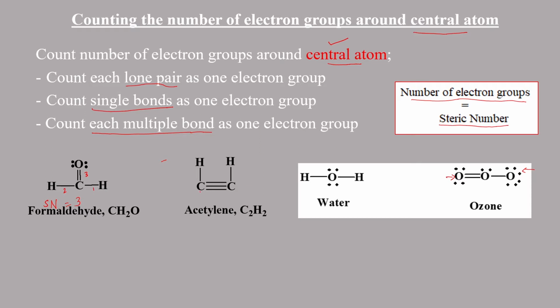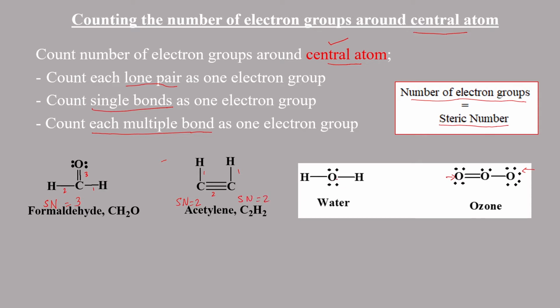Now we come to this example. This carbon does not have any lone pair, so we will go for the single bond. It has one single bond here, and then we have a multiple bond here. All these multiple bonds will be counted as one steric number. So altogether for this carbon, we have steric number 2. And for this carbon as well, we have one electron group here and one electron group. These multiple bonds will be counted as one electron group. So for this carbon as well, the steric number is 2.